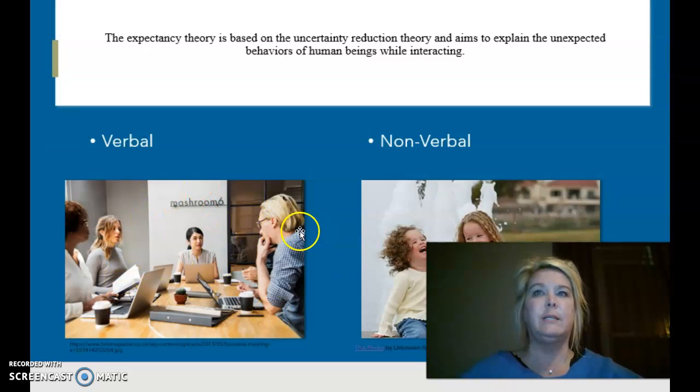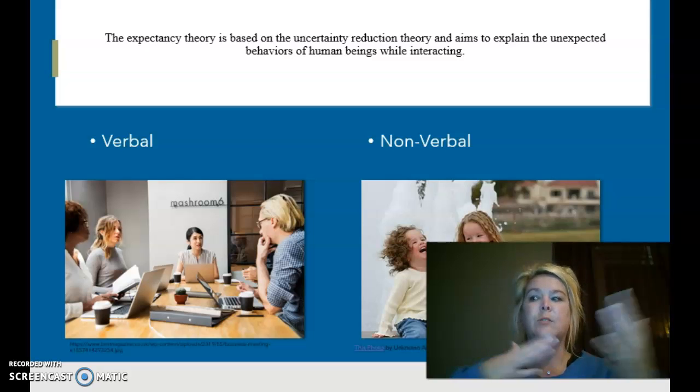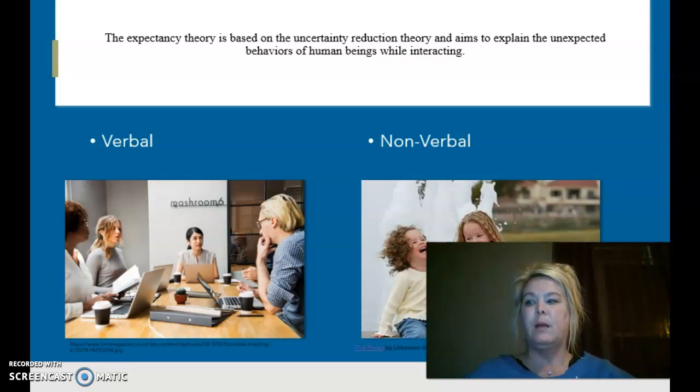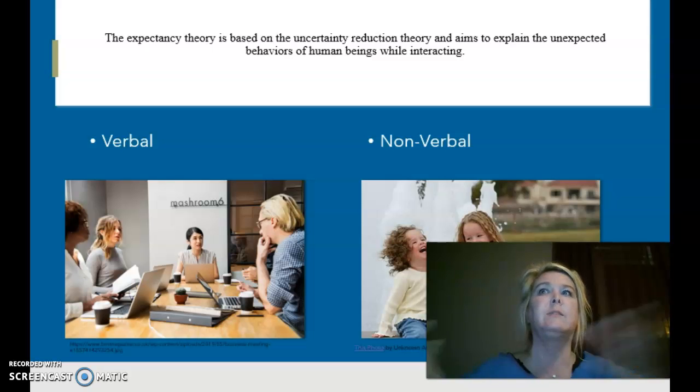As you can see here, I have everybody in a meeting room having a verbal discussion, and then non-verbally, you can tell the communication that's going on between these two cute little ones in this picture. So she defines this as personal space, an invisible variable, which is a volume of space surrounding an individual that defines the individual's preferred distance from someone else.